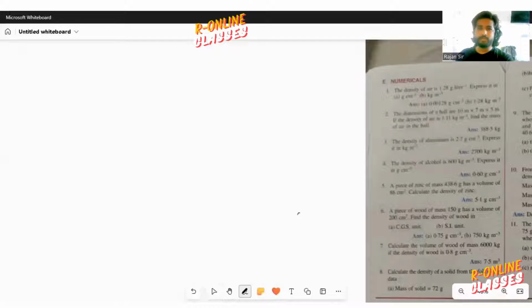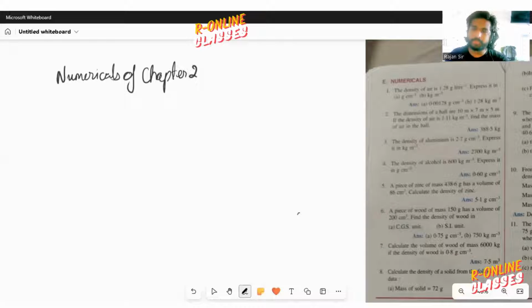So today we'll learn the numericals of chapter 2, which is physical quantities and measurement, which basically deals with densities. So the first question: the density of air is 1.28 gram per liter.